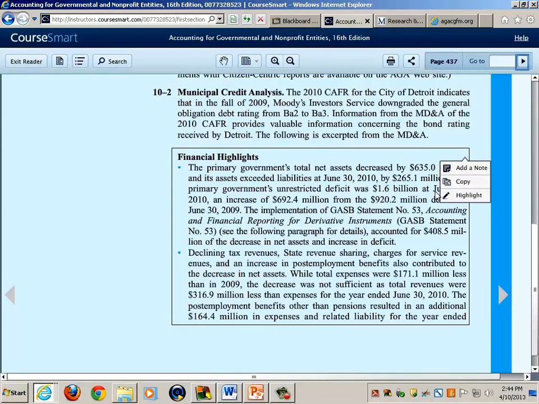Okay? So when you look at a real live example, in this case, a real city such as Detroit, one of the first things you'll find out is that they have a very large deficit in their unrestricted net position. In the case of Detroit, it's almost $1.6 billion. Okay? And that deficit has been increasing each year. That's a sign of fiscal distress.